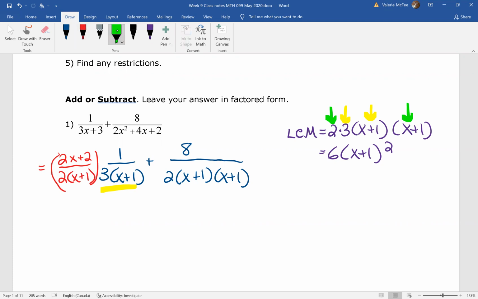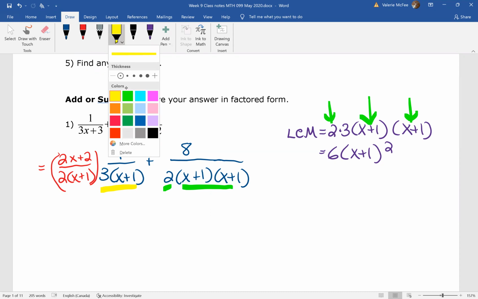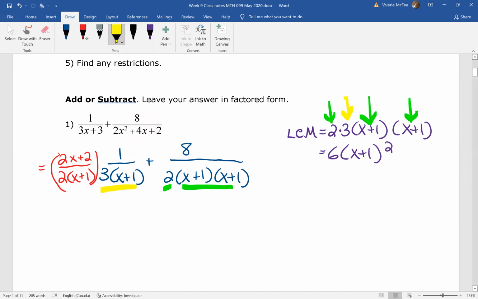Now, in my second expression, I have 2 and 2 factors of x plus 1. I have the 2 and both factors of x plus 1. All I'm missing is the 3. So I'm going to multiply the numerator and denominator by 3. If you need to rewind the video and watch that part again, please do so.